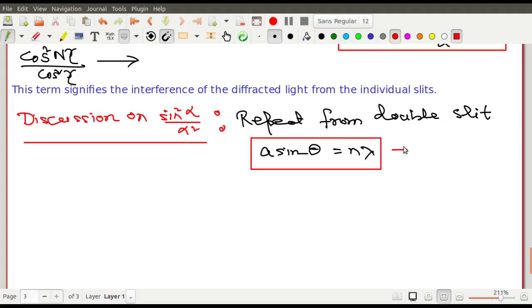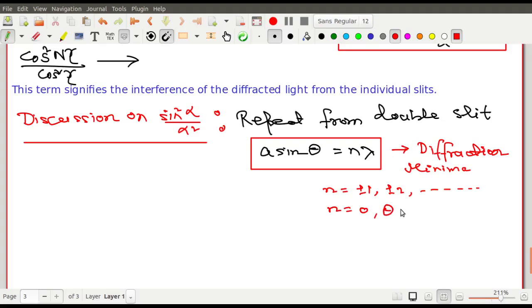So these are my diffraction minima. So এগুলো হচ্ছে আমার diffraction minima. I am not going to discuss the maxima, which is not necessary, particularly diffraction minima. And this actually occurs for which value of n? This occurs for n equals plus minus 1, plus minus 2, and so on. Because we know that n equals 0 corresponds to theta equals 0, and that is the principal maximum.